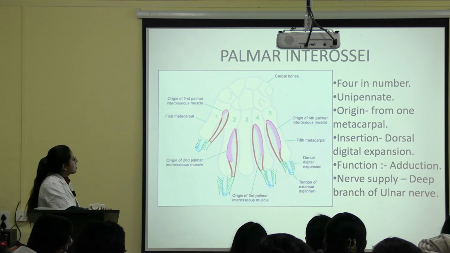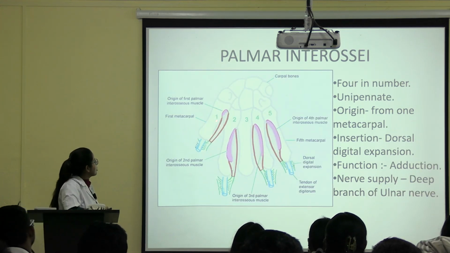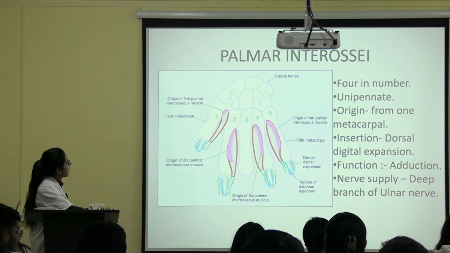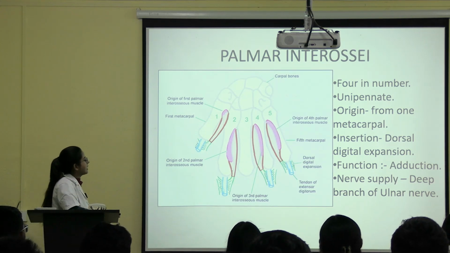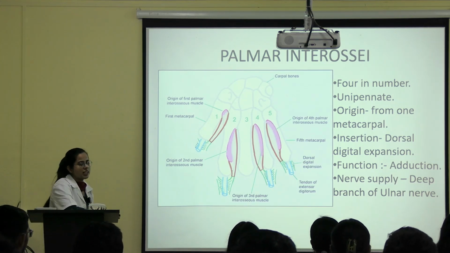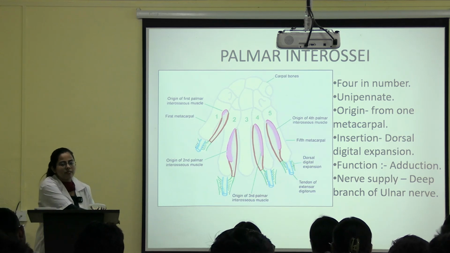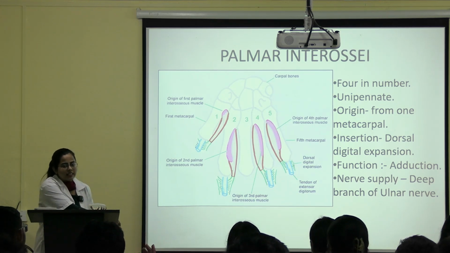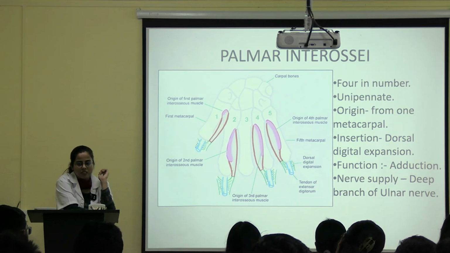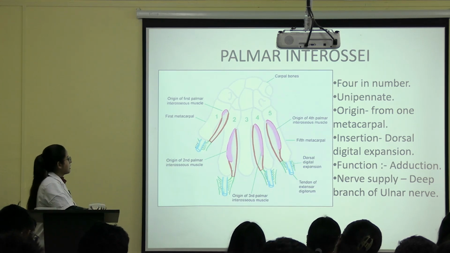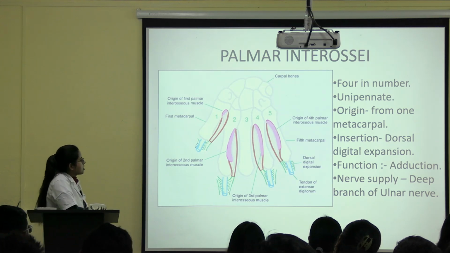bipennate. Okay. So can you tell me the name of the bone from which these muscles are originating? What is the name of these bones? Metacarpals. From one metacarpal they are originating and they are getting inserted in dorsal digital expansion. What is dorsal digital expansion? The extensor tendon gets expanded and these are present dorsal to metacarpophalangeal joint and first phalanx. Okay, proximal phalanx.